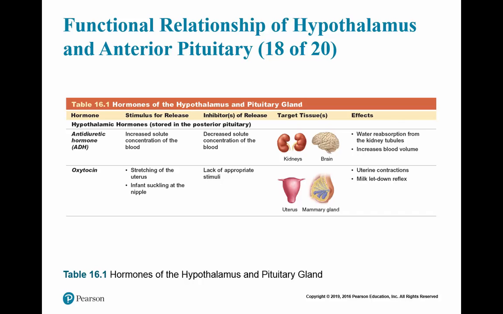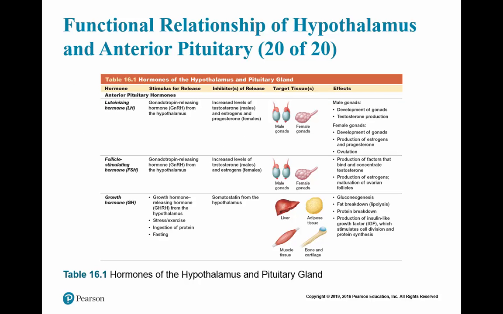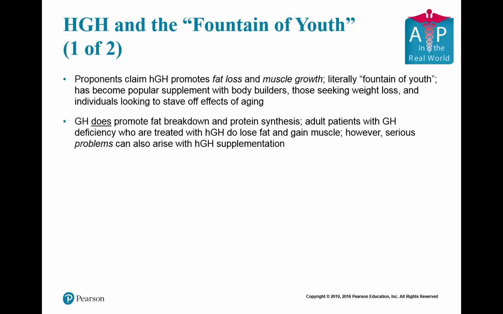And this is just tables that are located in your book that go over these hormones of the hypothalamus and the anterior pituitary. Now, a lot of people think that human growth hormone is a fountain of youth. They say it promotes fat loss and muscle growth. And so a lot of bodybuilders take a supplement, or somebody that's trying not to show the effects of aging will take supplements, or somebody trying to lose weight, because it does promote fat breakdown and protein synthesis.